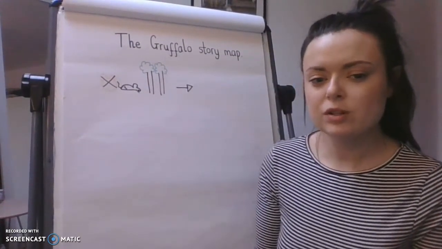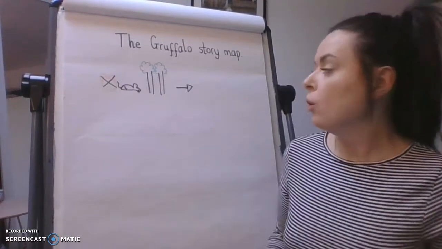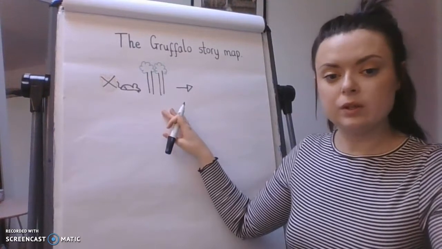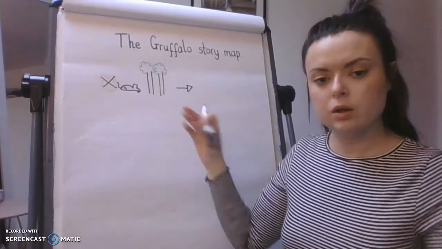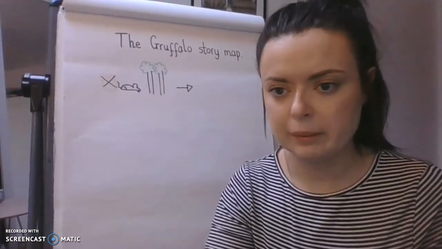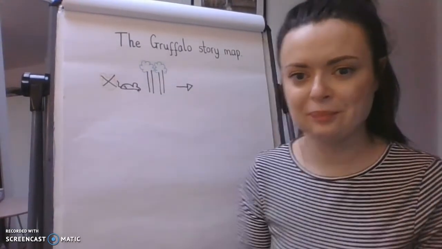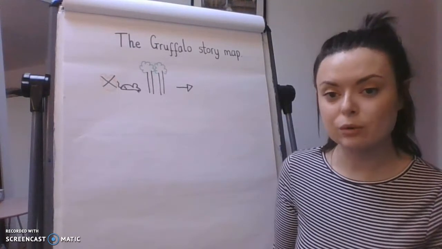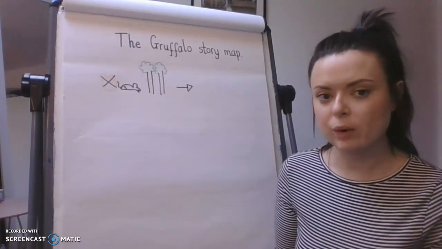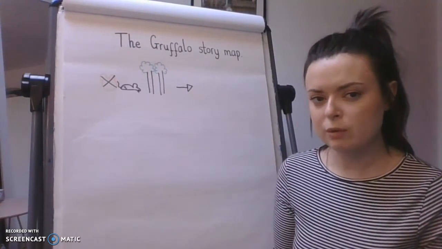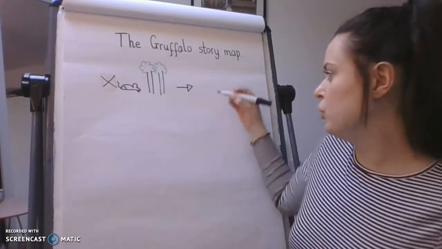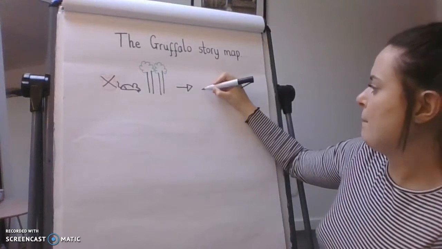Okay, so moving on to our next part, we've got our mouse who's walking into the deep dark woods. Sorry, I don't know what's happening here, there we go. So who does the mouse bump into first when he was walking through the woods? Can you remember? Yes, it was the fox. So let me draw the mouse.